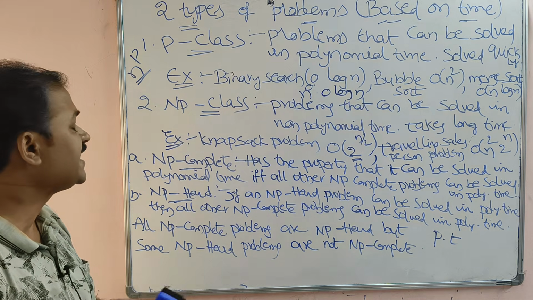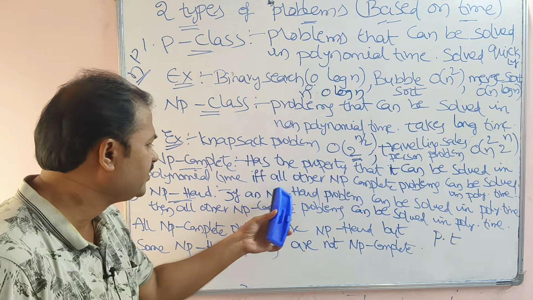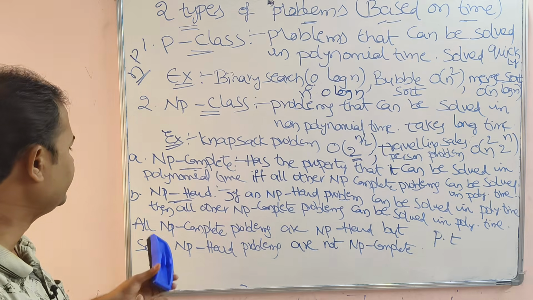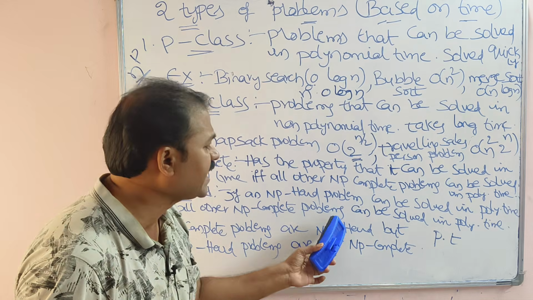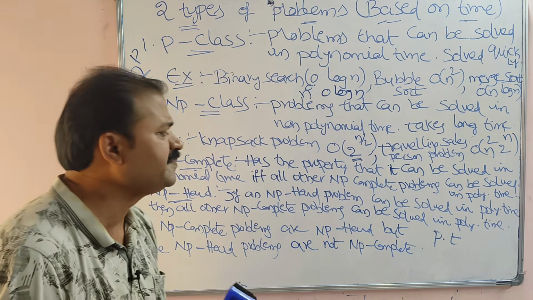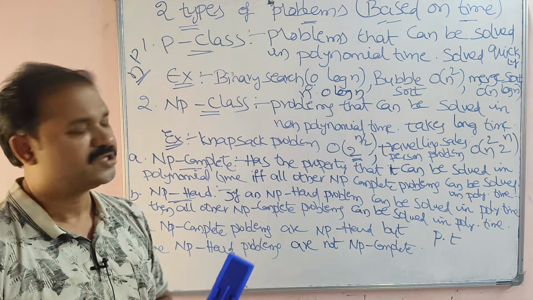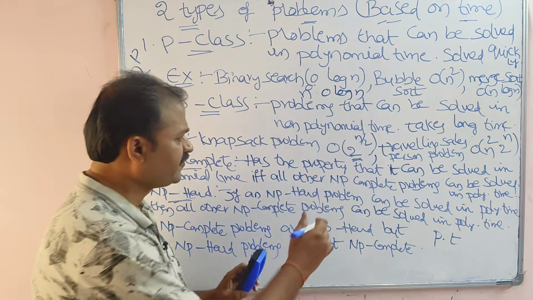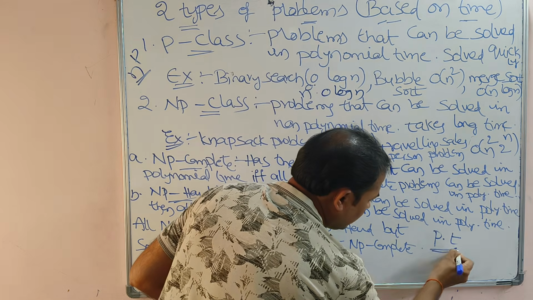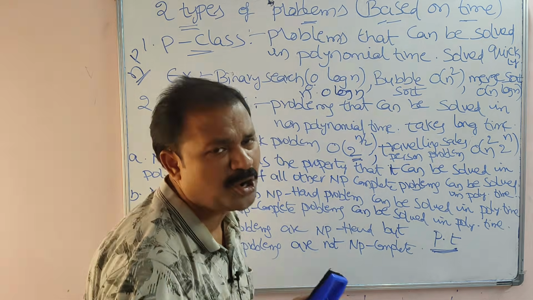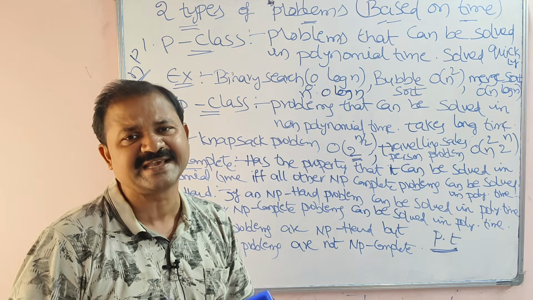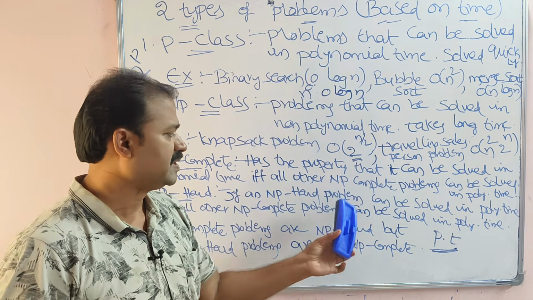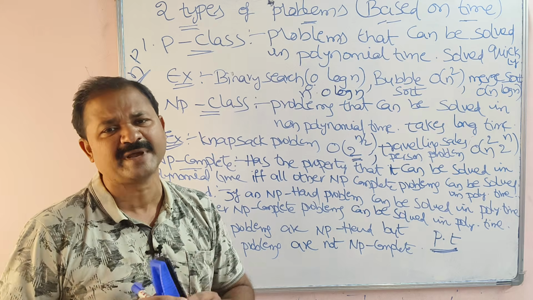Now let's see what is NP hard. If an NP hard problem can be solved in polynomial time, then all other NP complete problems can be solved in polynomial time. So that is the definition for NP hard problem. So if an NP hard problem is solved in polynomial time, then we can say that all other NP complete problems can be solved in polynomial time.